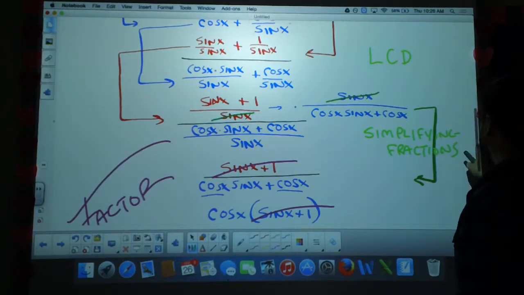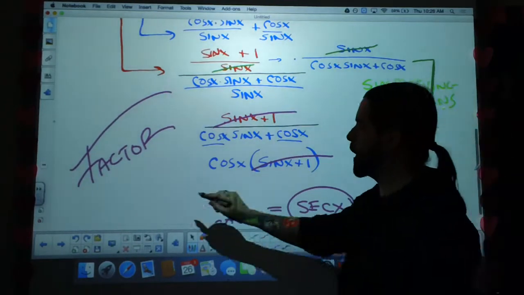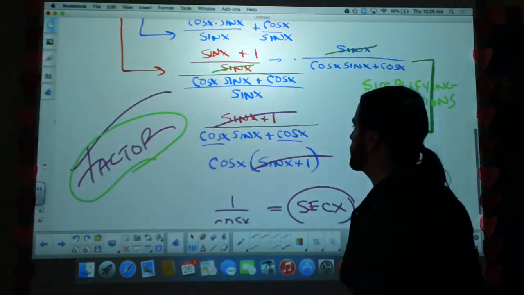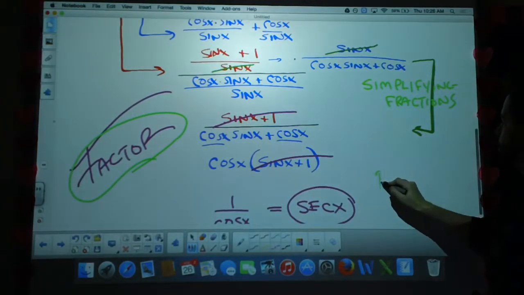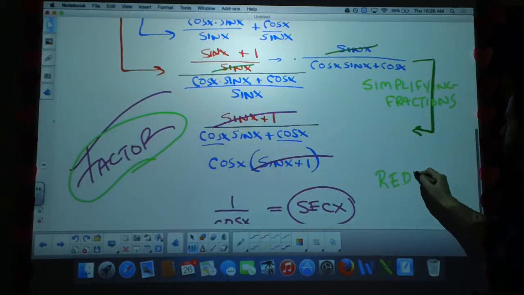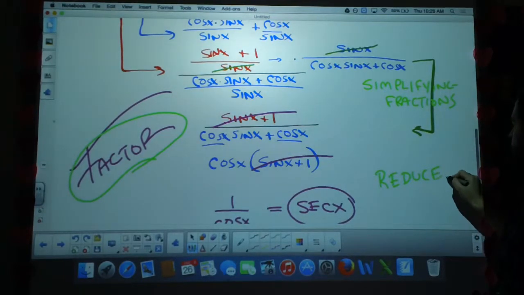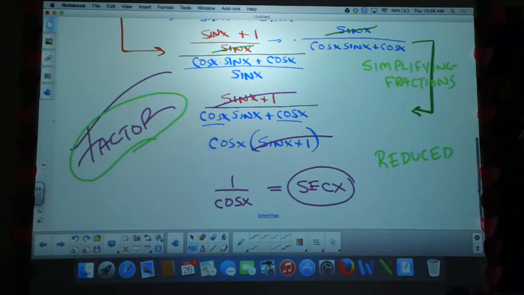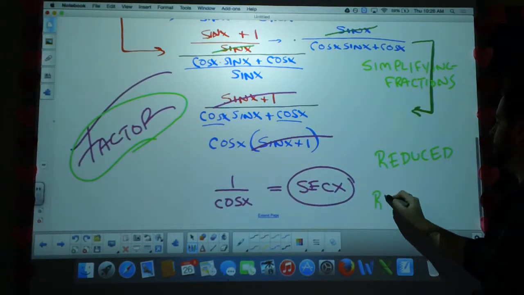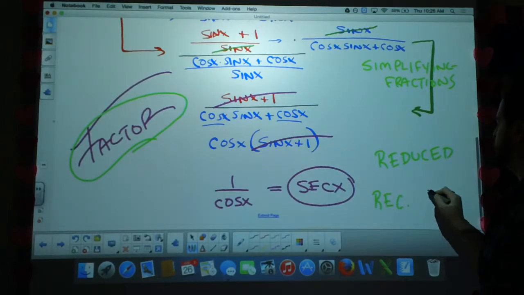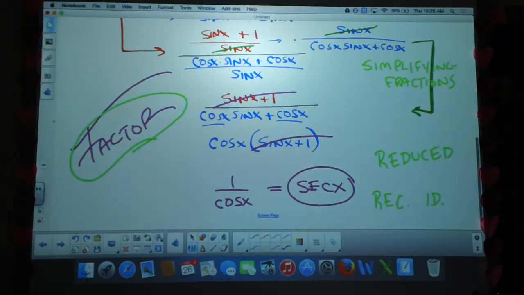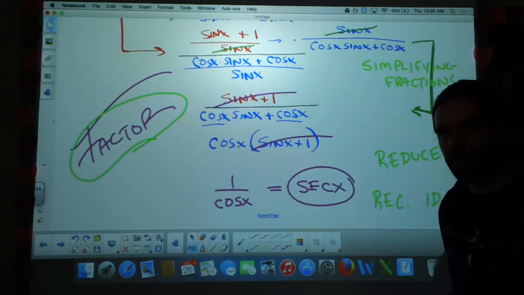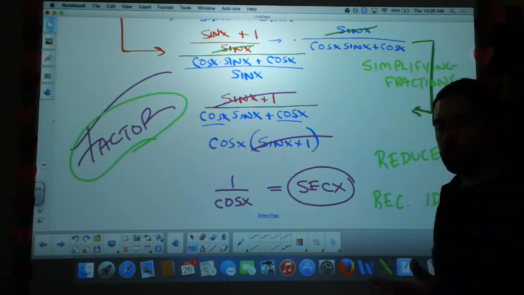And finally, one of the things I did was factor, so that can be one of my reasons. And then I reduced when I crossed out the sine x plus 1. And lastly, I went from 1 over cosine x to secant x. That's a reciprocal identity. So check it out. I've turned this simplification problem into a verification just by writing down what I did along the way. And that's all you've got to do.